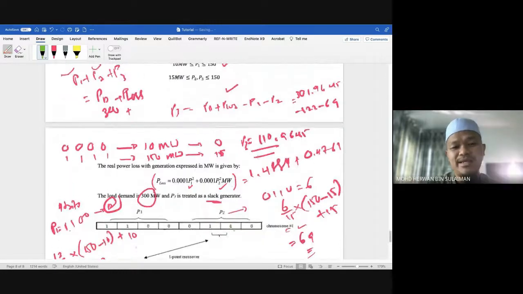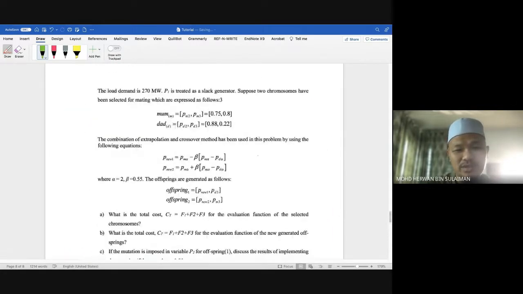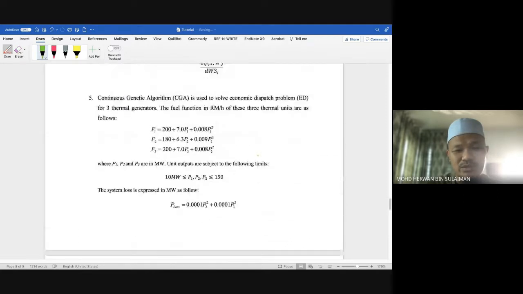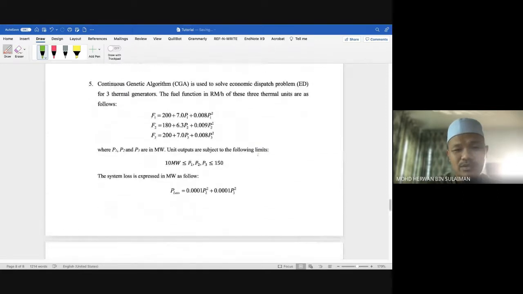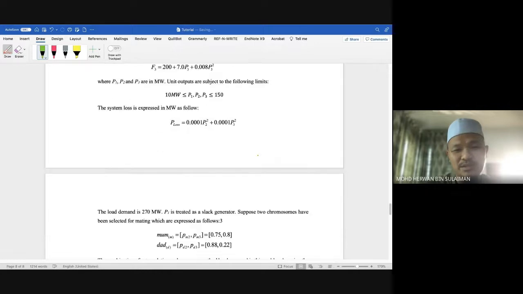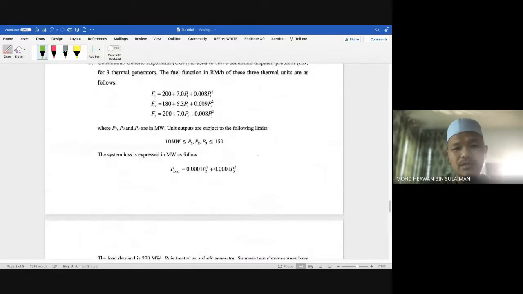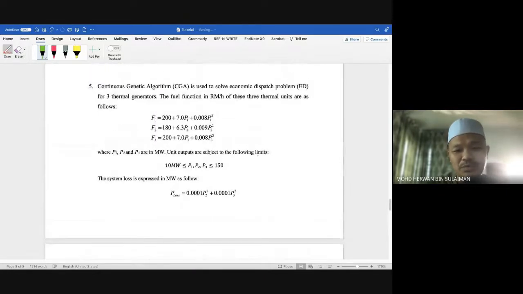Okay, that is for the binary. So let's take a look at the continuous. Question number 5 is continuous. Continuous GA is used to solve economic dispatch for three thermal generators. I think the equation is similar. But for your P1, P2, P3, we have the minimum and maximum similar.